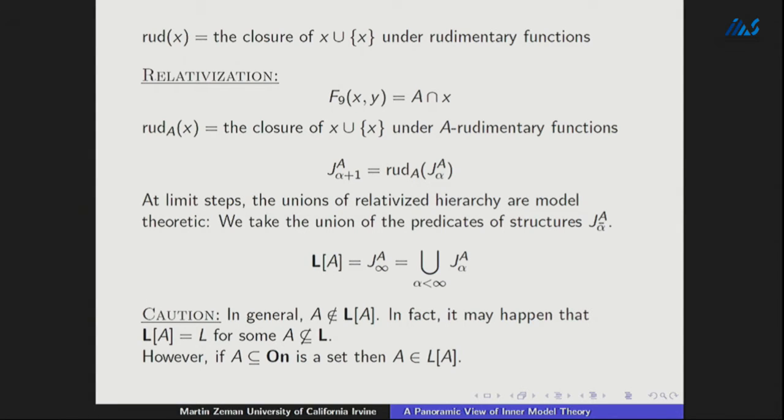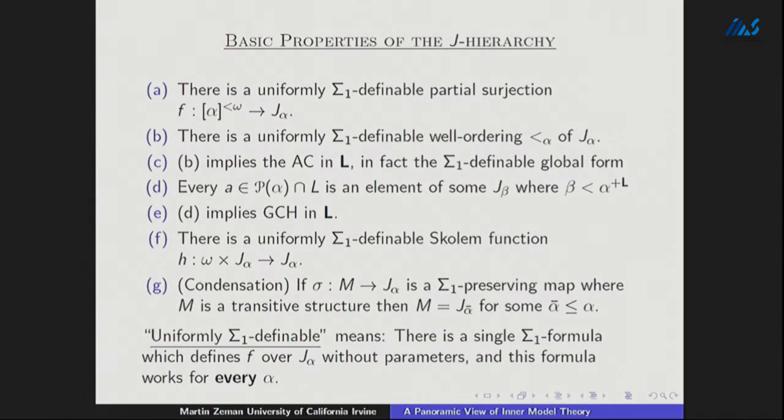Maybe I should point out it's not adjoining A to L. It's a relative closure, so it may collapse. That was actually in Woodin's talk: if you try to adjoin a supercompact measure, you may end up with L. So it may happen that L of A is L, even if A is not a subset of L. But, and that's important, if A is a set of ordinals, then A is inside, so then it is like adjoining. Okay, so that's a well-known definition.